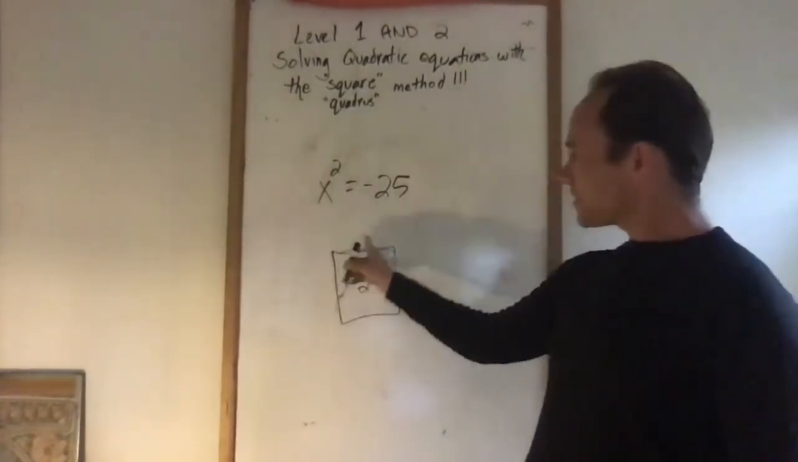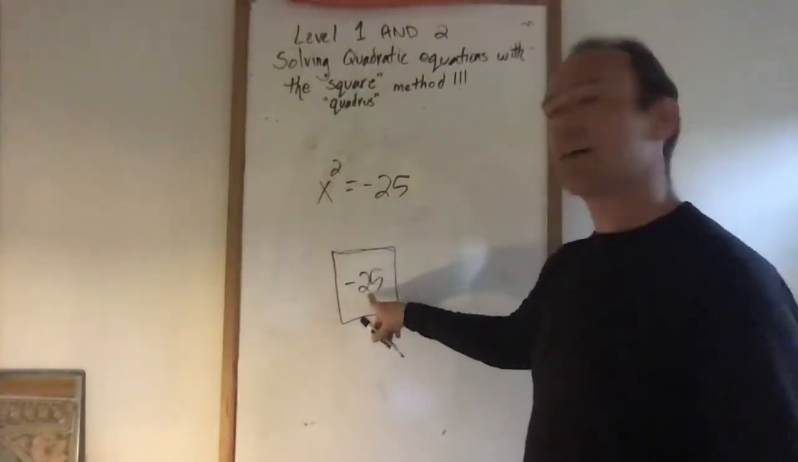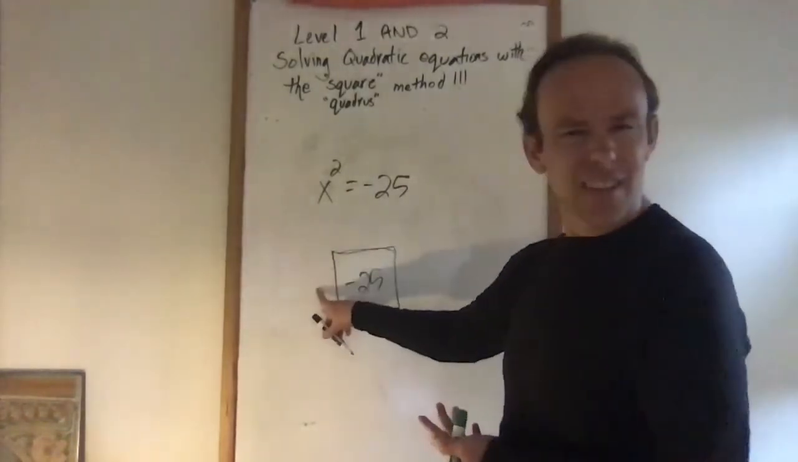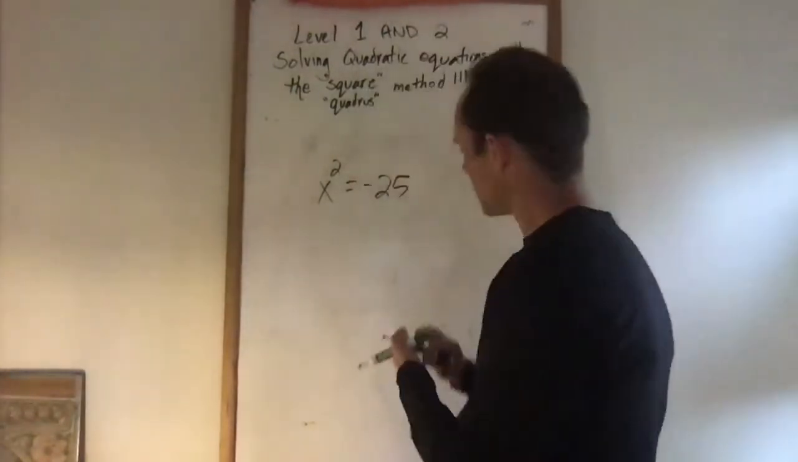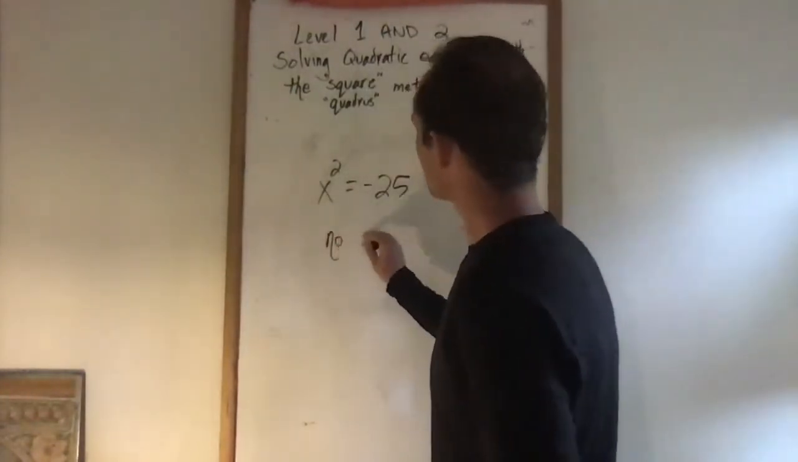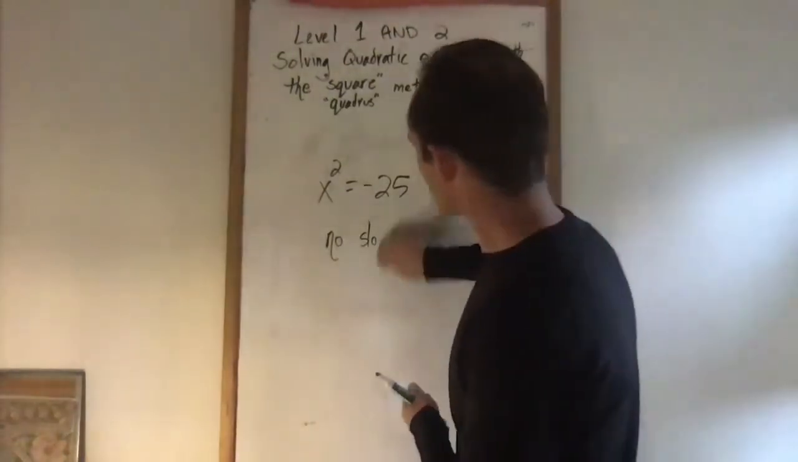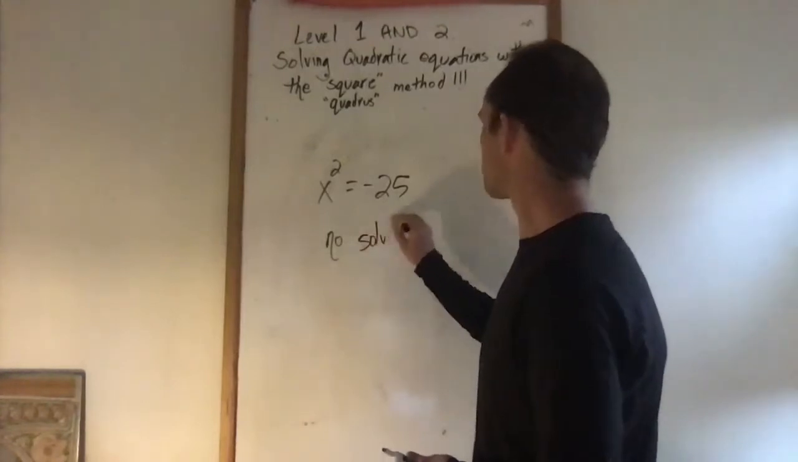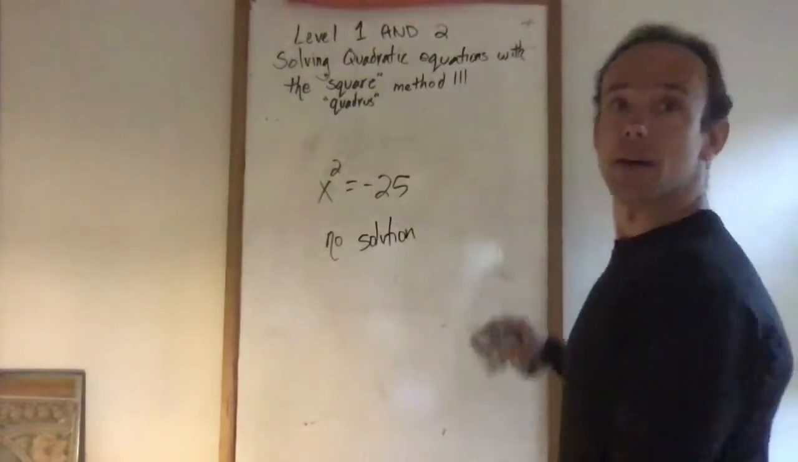So 5 times 5 is not negative 25, and negative 5 times negative 5 isn't either. The only way for that to be negative is if one's positive and the other's negative. So this one's not going to have a solution. We're going to say, no solution. I mixed up the L and the O in spelling that. It's all good. No solution. Boom. All right.